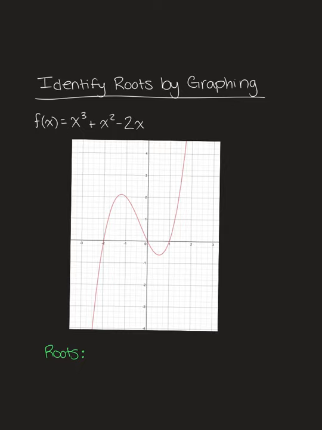All right, now that we got the vocab down, let's look at some examples. You can identify the roots by graphing. So you're given this function here, x cubed plus x squared minus 2x. I plugged it into Desmos. This was the graph that I got. The roots are where the graph crosses the x-axis. So right there, there, and there. So your roots are when x equals -2, 0, and 1. Okay, so pretty simple to identify the roots by graphing. It's where it crosses the x-axis.